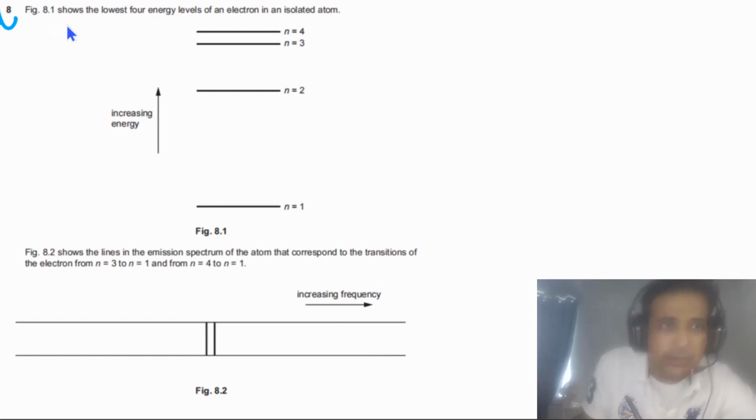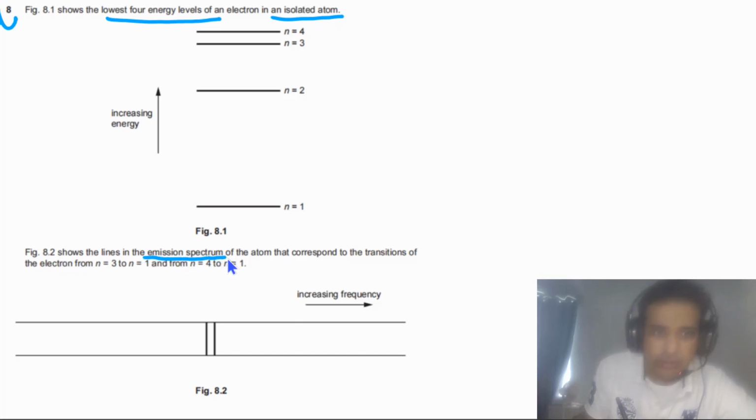Question 8 says figure 8.1 shows the lowest 4 energy levels of an electron in an isolated atom. Figure 8.2 shows the lines in the emission spectrum of the atom that corresponds to the transition of electron from N3 to N1 and from N4 to N1. So we need to find out which line belongs to N3 to N1 and which line belongs to N4 to N1.